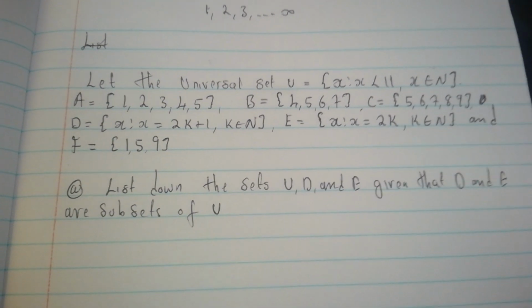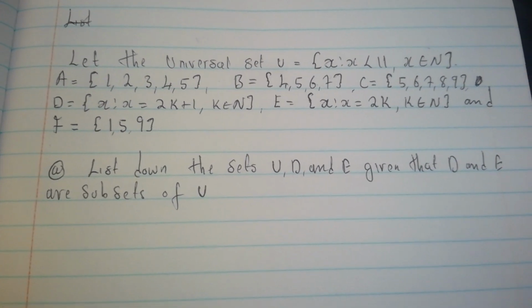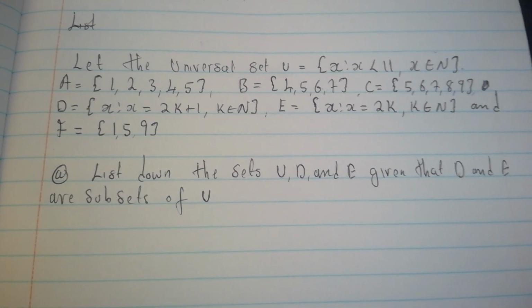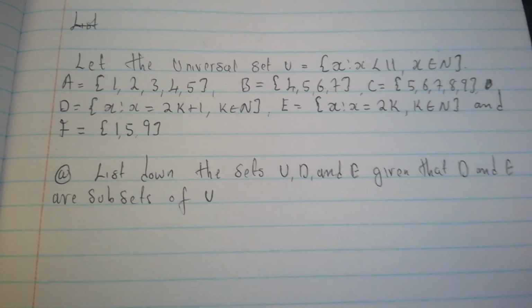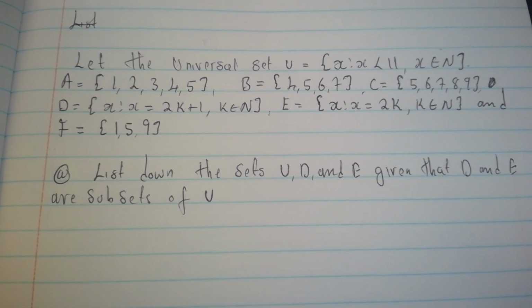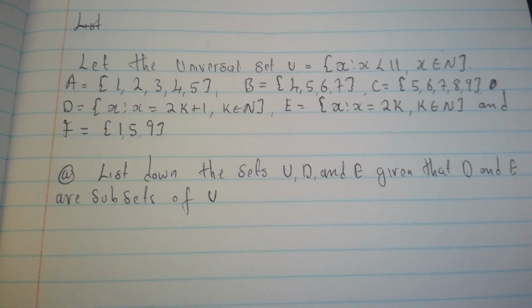Alright, now let's answer our first question. Our first question says, list down the sets U, D, and E, given that D and E are subsets of U. And in the question, we're told that U is the universal set, meaning D and E have been derived from the universal set. Now we want to list the sets.